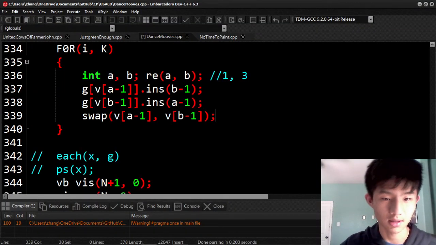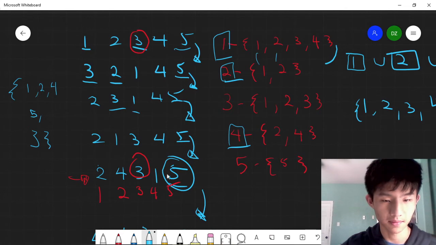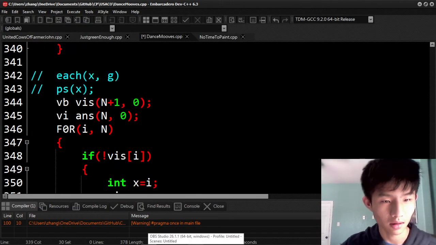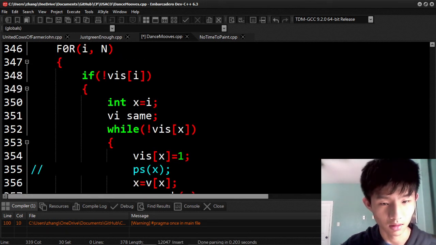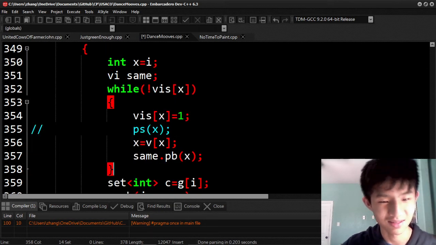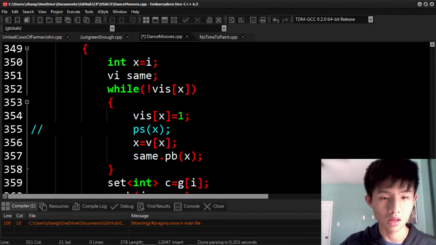Then you swap it just to keep it so that you know where you can simulate it easily. Okay, this is just simulation. Then I'll have a visited array. This will be helpful. A lot of cycle problems, you'll want to cycle through to detect cycles. So in this way, this kind of idea represents all the indices that are in the same cycle.